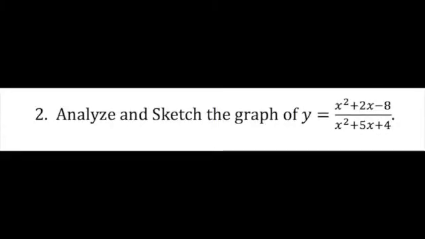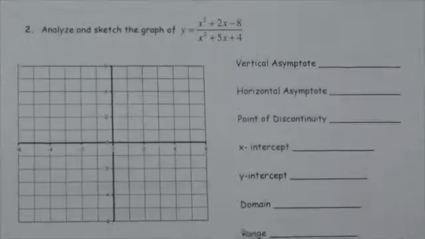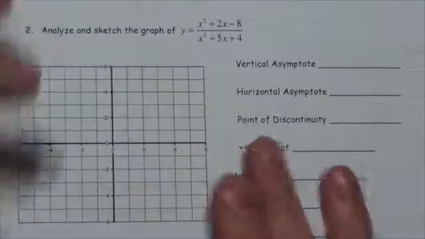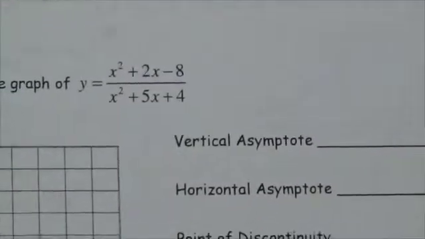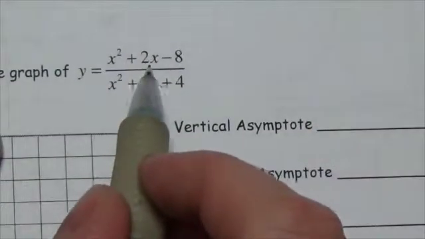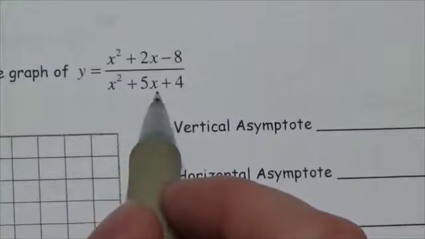Analyze and sketch the graph of y equals x squared plus 2x minus 8 divided by x squared plus 5x plus 4. Okay, so with this question right here, we're going to do the full meal deal. We're going to do everything. So let's zoom in on that question there. So we've got y equals x squared plus 2x minus 8 over x squared plus 5x plus 4.